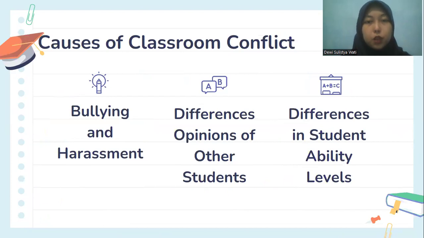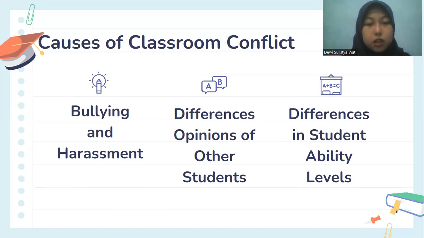Causes of classroom conflict. The first one is bullying and harassment. Unfortunately, bullying and harassment are common causes of classroom conflict. Bullying occurs when students intimidate, belittle, or target their classmates. This causes tensions and bad experiences for the children who are being bullied. This can have a negative effect on the classroom climate as a whole and impede the learning process.